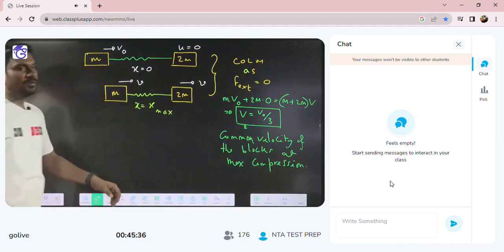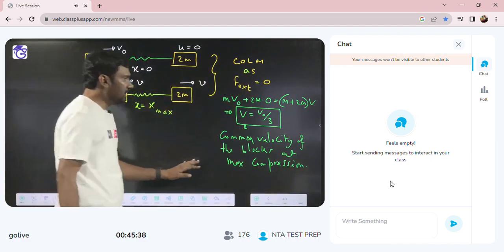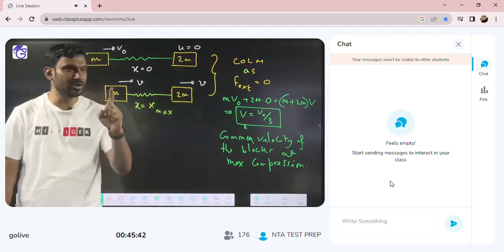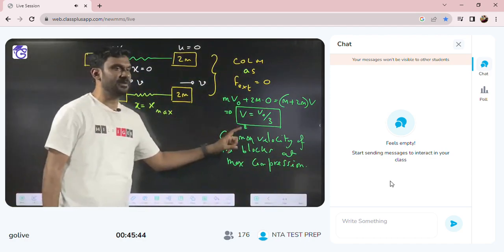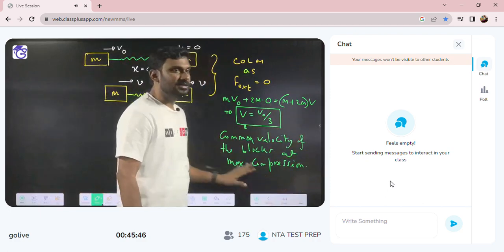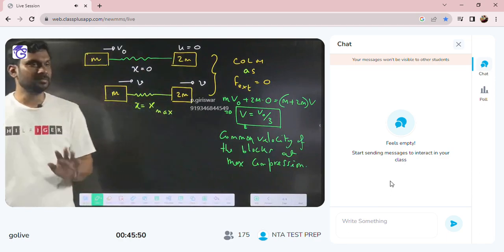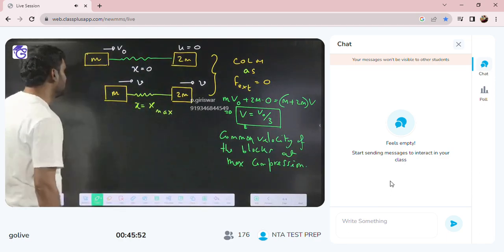This is the common velocity of the blocks at maximum compression. So if the question is asked, what is the velocity of the blocks when the spring is compressed by maximum? This is the answer. Common velocity of the blocks at maximum compression. Correct? This is my step 3.